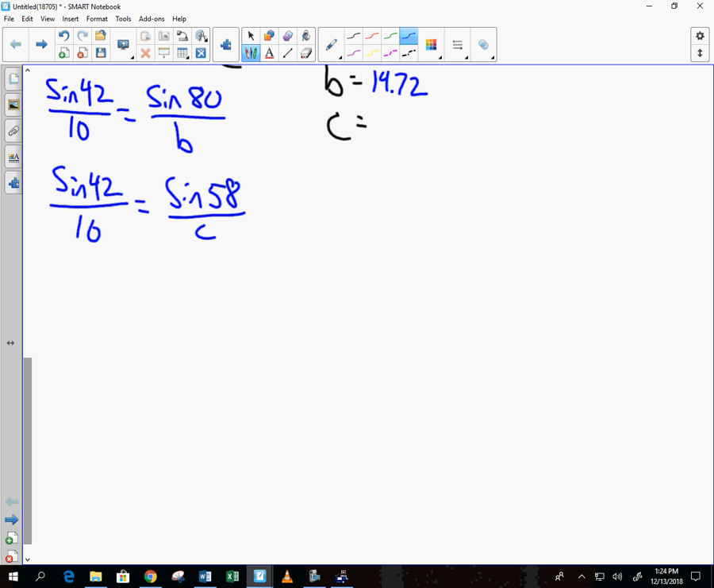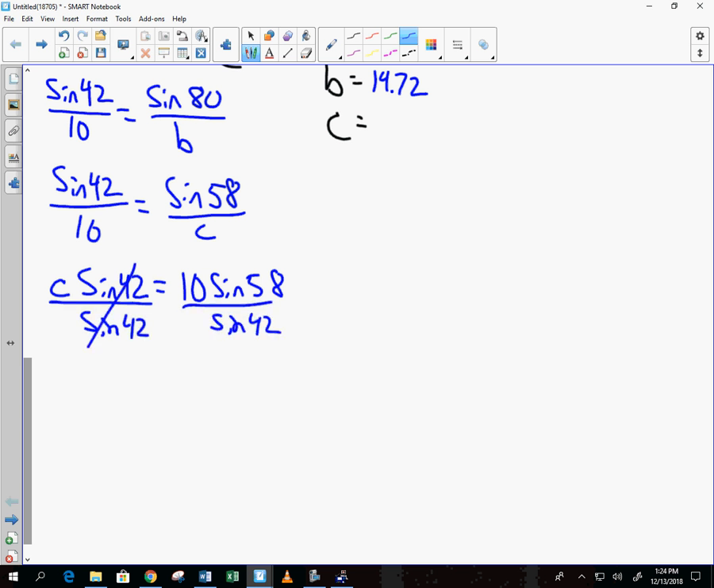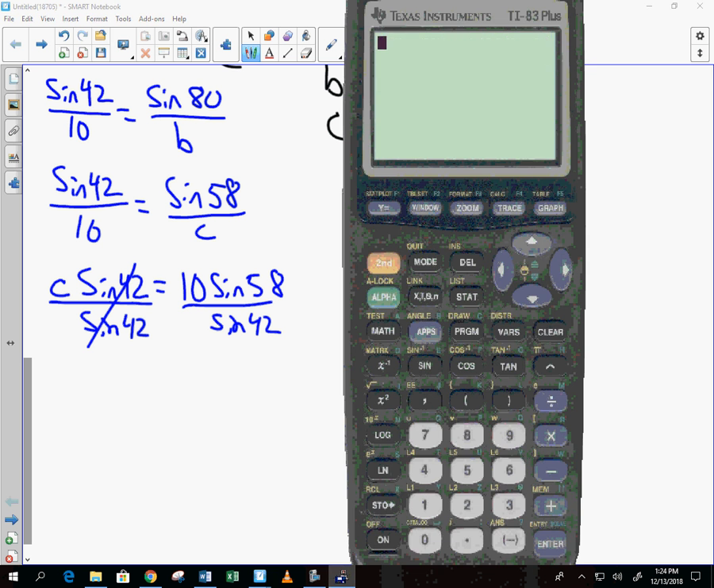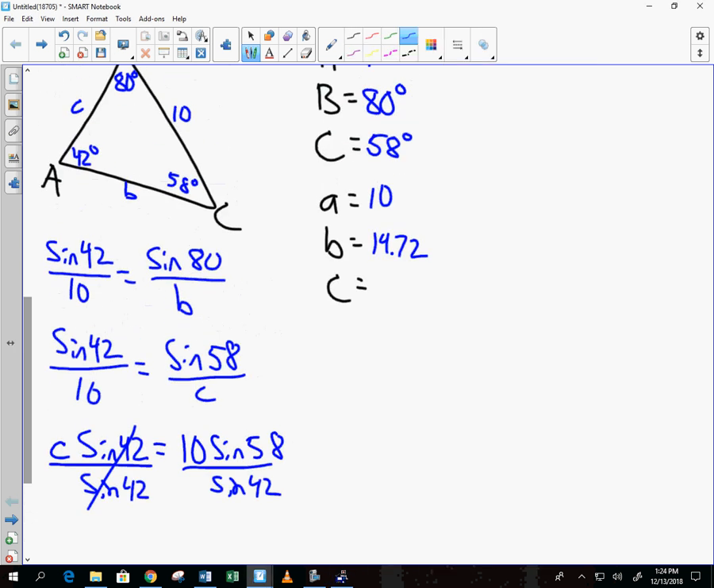Cross multiply. C times the sine of 42 is equal to 10 times the sine of 58. How do I solve for C? Divide by the sine of 42. And so you type that into your calculator. 10 sine 58 parentheses divided by sine 42. And I get 12.67. Not too bad, huh? All right, I'm going to let you try one just like this on your worksheet.